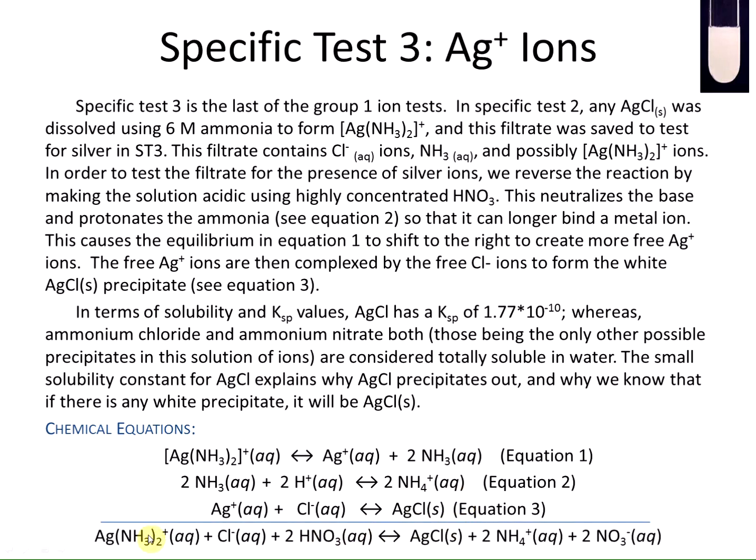So this kind of shows the overall reaction. So in this overall reaction, the silver amine complex, so that's a positive 1 charge, and there are chloride ions in solution to balance out that charge. When you add the nitric acid, remember that highly concentrated nitric acid, that nitric acid protonates the ammonia to form ammonium, and the chlorides that are there in solution will then rebind to the silver to make silver chloride solid precipitate.